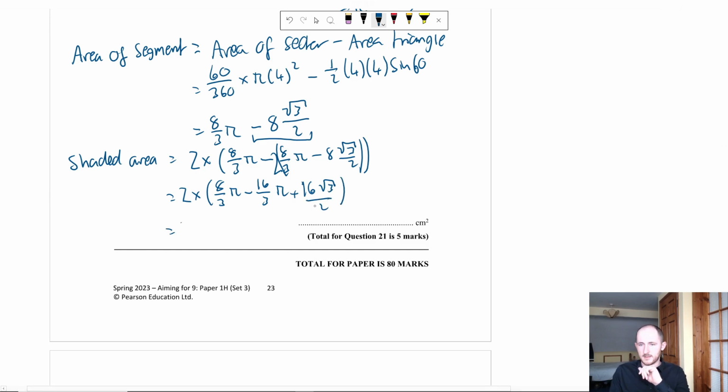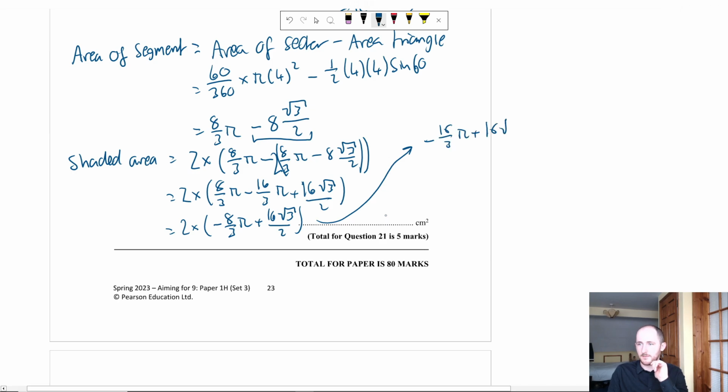Now we can simplify what's inside the bracket. 8 over 3 pi minus 16 over 3 pi would be minus 8 over 3 pi. Yeah, of course it would be. I don't know why I found that difficult. And then plus 16 root 3 over 2. And then if we times it all by 2 now, because it's inside the bracket, we have minus 16 over 3 pi plus 16 root 3. Which is your final answer.